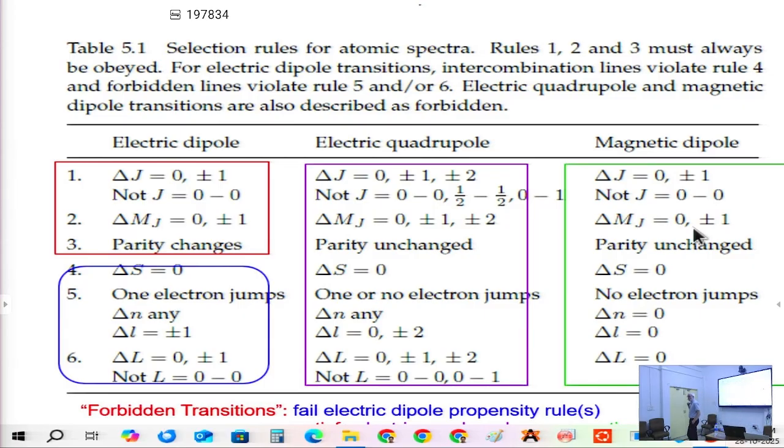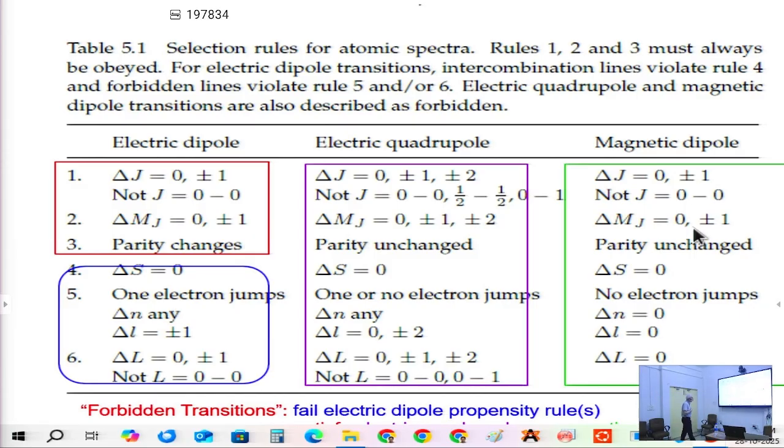So anything which fails one or more of these selection rules, but still satisfies this, that's a forbidden transition. Electric quadrupole is called a forbidden transition. A magnetic dipole is called a forbidden transition. Don't blame me, I didn't invent this terminology. I don't like it, but it's how everyone uses it. So if you read in an article, and you do regularly read, so-and-so line is a forbidden transition, this is what it means.